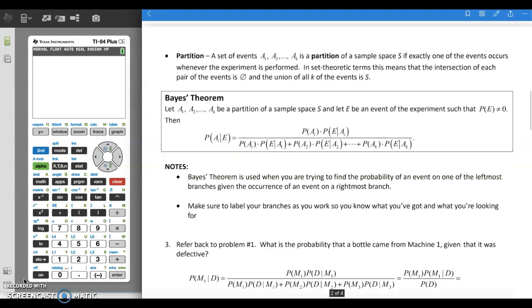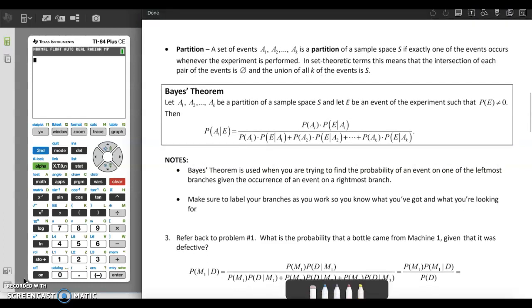But in more layman's terms, if I wanted to partition this rectangle, what it means is I'm going to divide it up into pieces such that none of those pieces overlap each other, but if I add all those pieces together, I get the whole rectangle. So whenever we're doing our experiments with these tree diagrams, all those branches basically make a partition. When I add them all up, I get the entire sample space, but none of them actually intersect each other. They're all mutually exclusive.